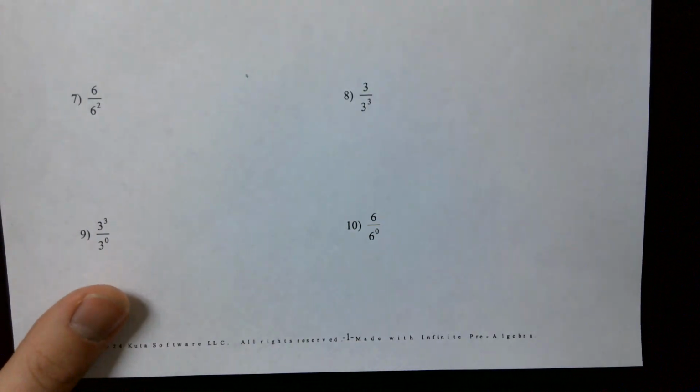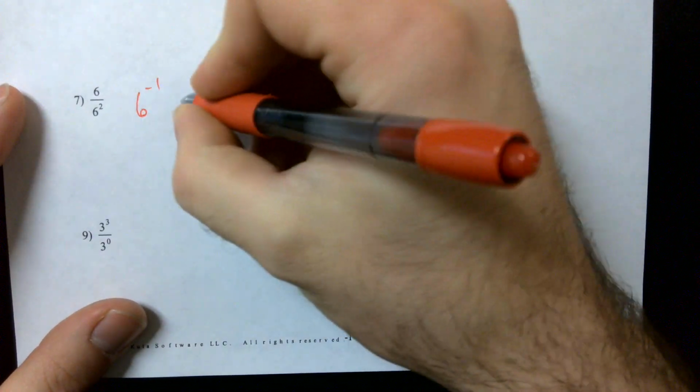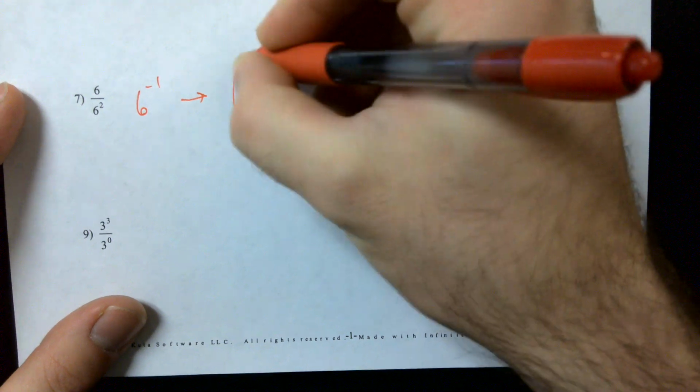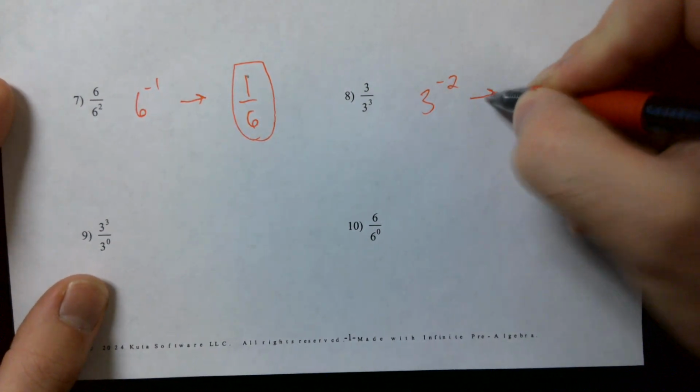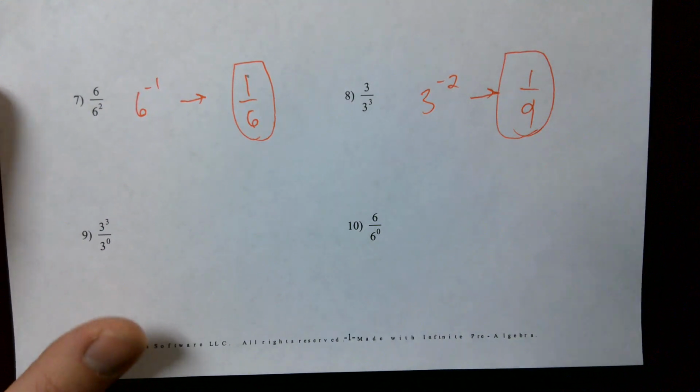Down to number 7. 1 minus 2 is negative 1. So 1/6. 1 minus 3 is negative 2. So 1/9.